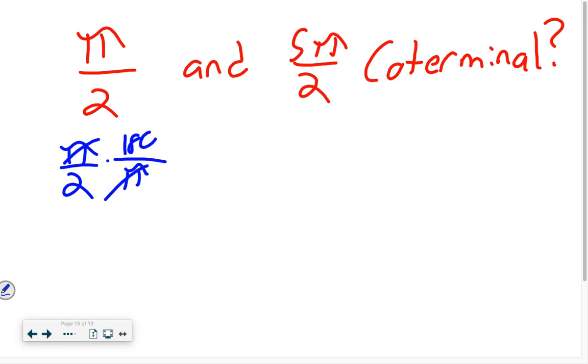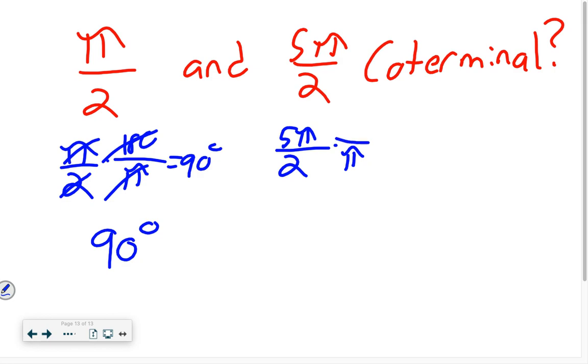Oh look, pi's cancel out. That simplifies to 90 degrees. So we know 90 degrees. Well, let's convert 5 pi over 2 to degrees as well. So we have 5 pi over 2 times 180 over pi. Oh look, pi and pi cancel out. 2 goes into 180 90 times. So then you just have to do 5 times 90, which hopefully we can do in our heads, right? You get 450 degrees.